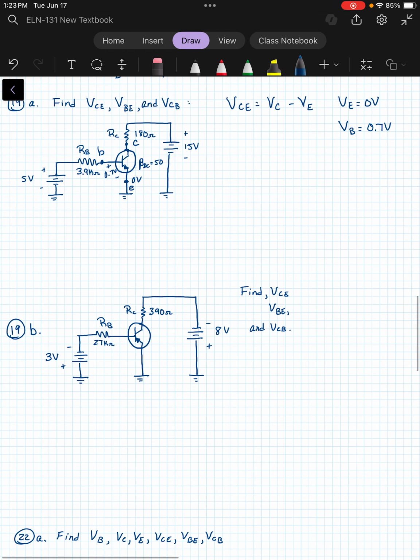So let's look at what our base current is, because we know that we have a beta of 50. So let's go back and find our base current. So IB is going to be the 5 volts on one side of RB minus the 0.7 volts on the other side, divided by 3.9 kilo ohms. And that gives us about 1.1 milliamps.